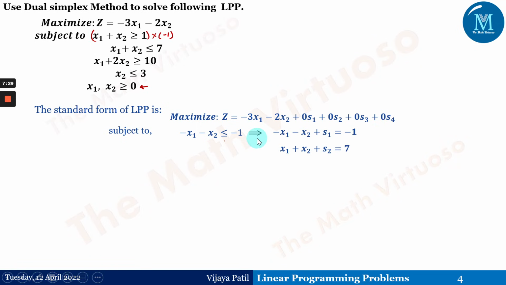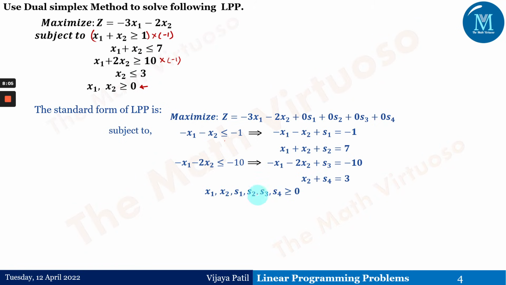Then the next one is already less than or equal to, so no changes are needed. Adding the slack variable on the left hand side, we get x1 + x2 + s2 = 7. The third is again a greater than or equal to, so doing the same thing as in the first case, multiplying the third constraint with a minus sign and adding the slack variable s3, we get the equality. The last is x2 less than or equal to 3, which means x2 + s4 = 3. We do not have any greater than or equal to constraint in the fourth one, so we go ahead with this.